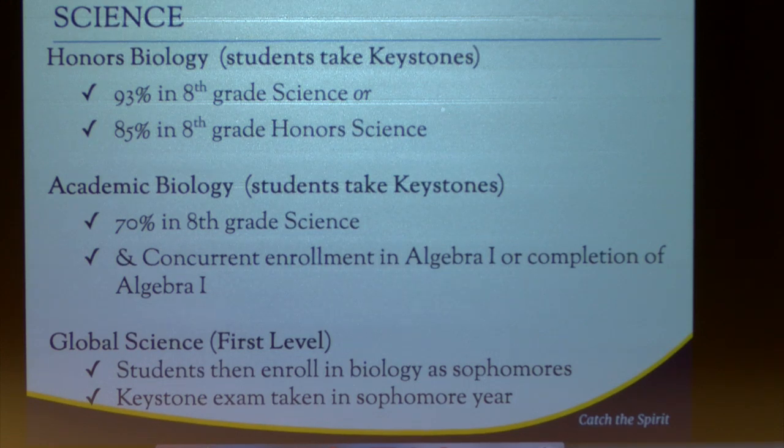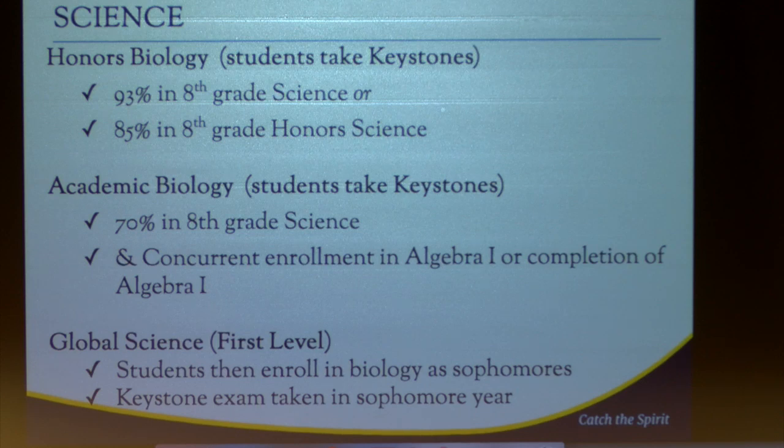Our science classes do not track students. So if a student takes academic bio next year and decides they want to try honors chemistry in 10th grade, there's no reason why they wouldn't be able to do that. They would just have to show their ability both in science and in math for 10th grade.